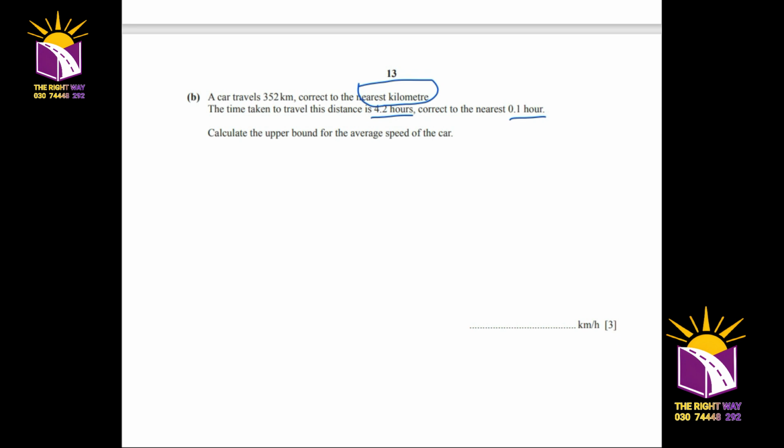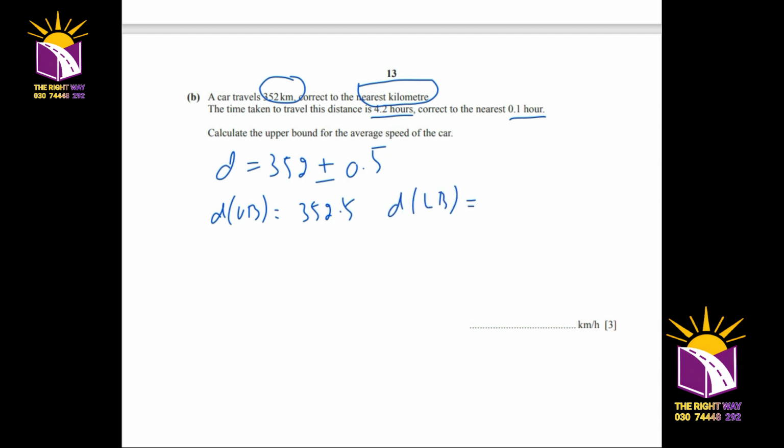First of all, I am going to find the upper bound and lower bound of distance. So D will be equal to 352 plus or minus, nearest kilometer means 0.5 kilometer, because 1 divided by 2 will be 0.5. So its upper bound will be equal to 352.5 and lower bound will be equal to 351.5.